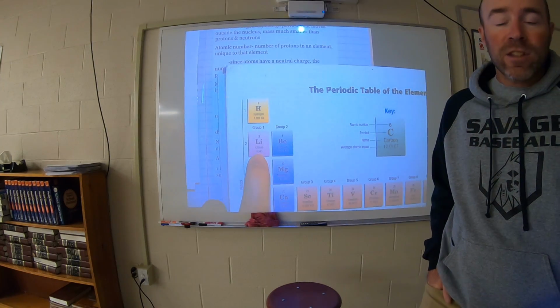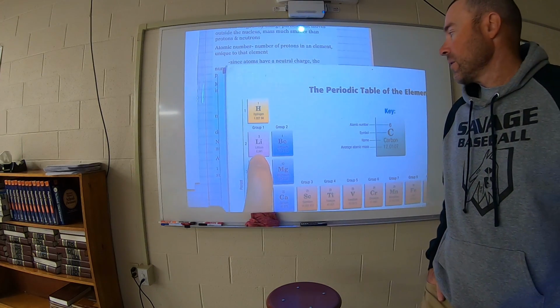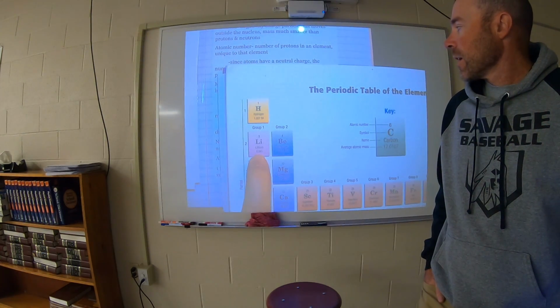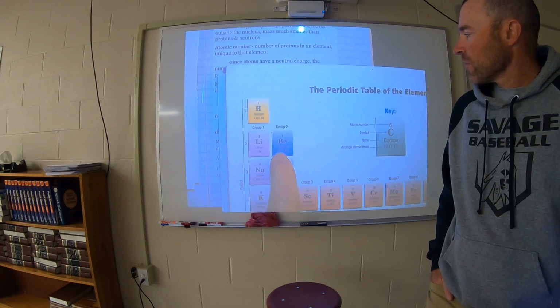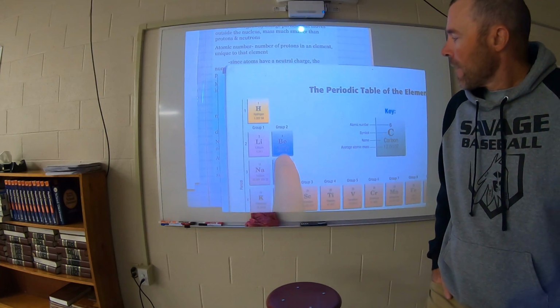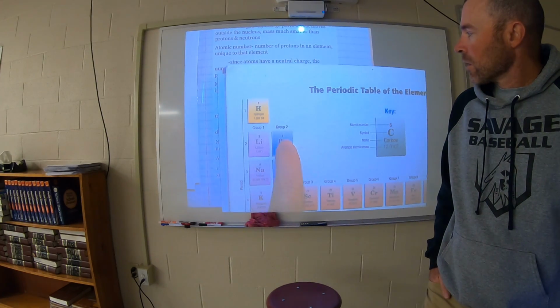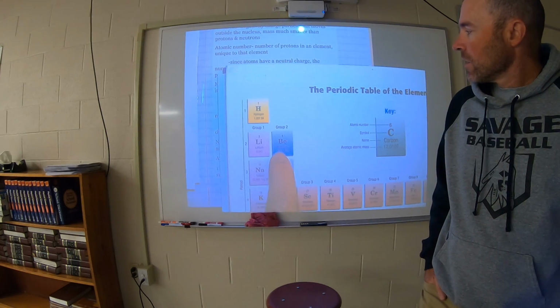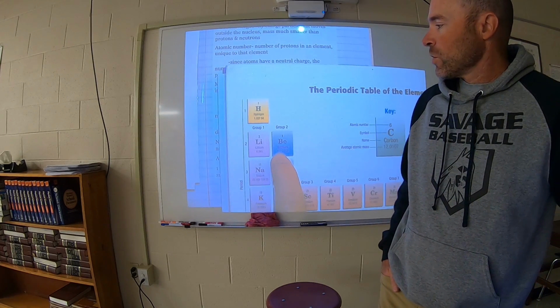There are some isotopes of lithium that have just 3 neutrons. Beryllium, same thing. Beryllium has an atomic number of 4, so it has 4 protons. It has an average atomic mass of 9.012182, which is closest to 9. So if we have 4 protons, 9 minus 4 is 5 neutrons. So most beryllium has 5 neutrons.